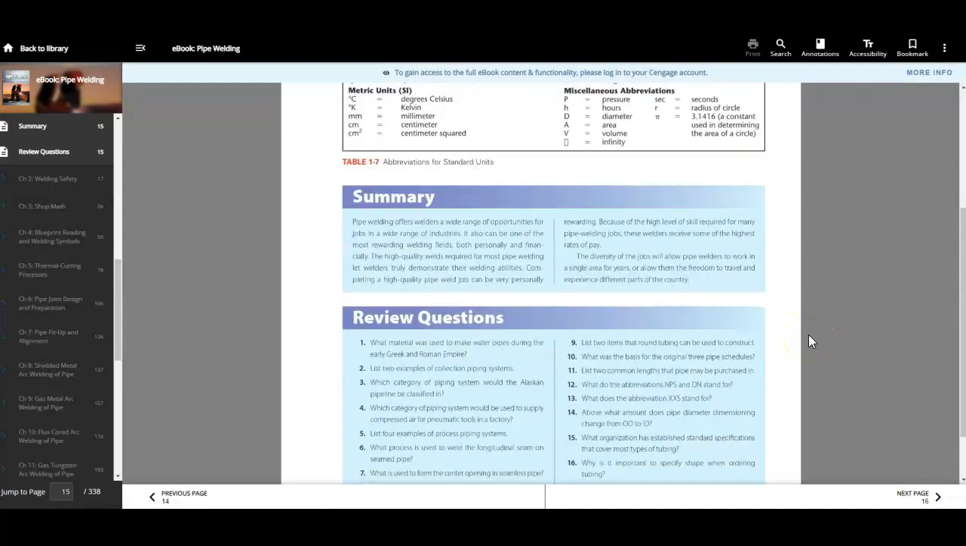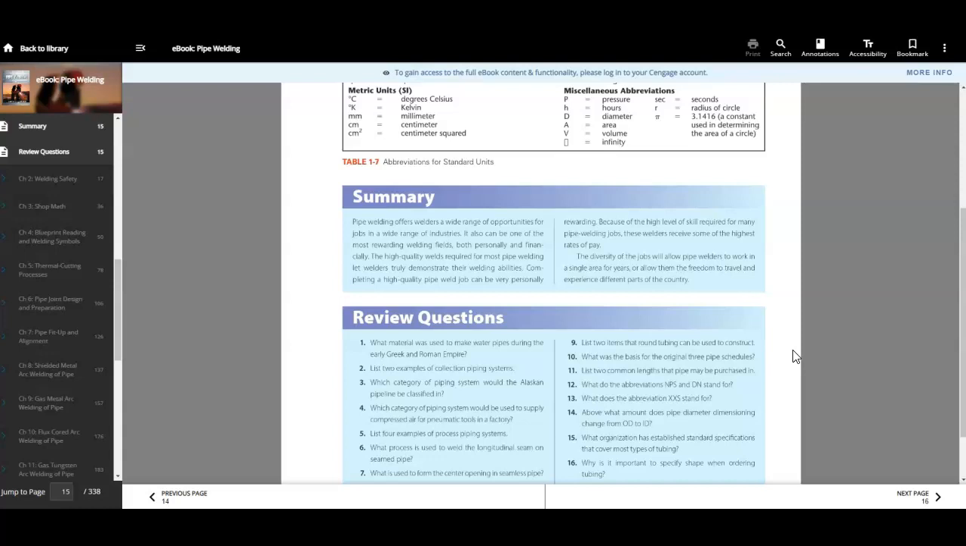Summary. Pipe welding offers welders a wide range of opportunities for jobs in a wide range of industries. It can also be one of the most rewarding welding fields, both personally and financially. The high quality welds required for most pipe welding let welders truly demonstrate their welding abilities. Completing a high quality pipe weld job can be very personally rewarding.